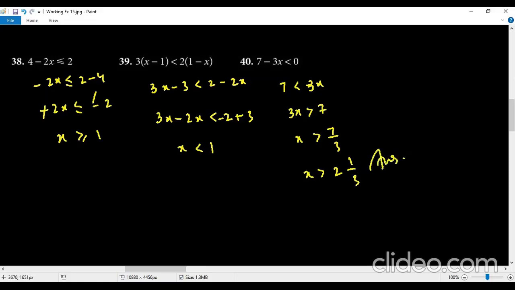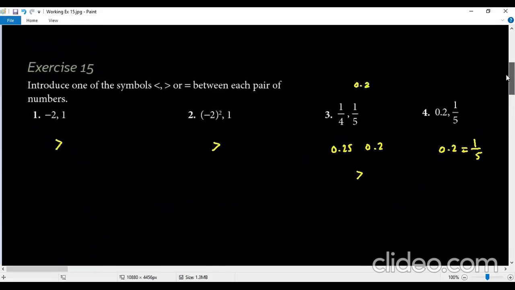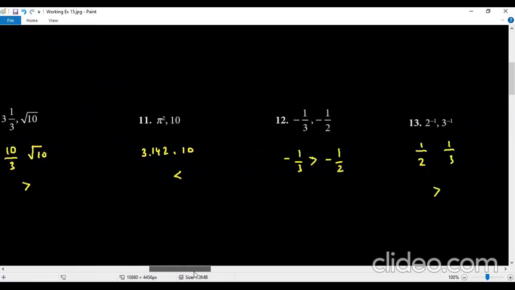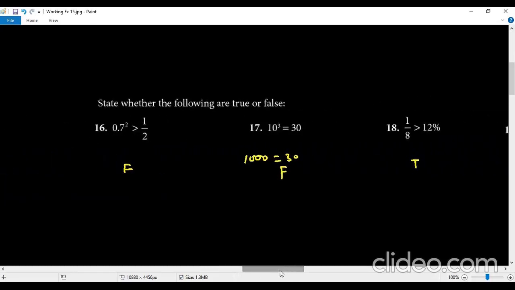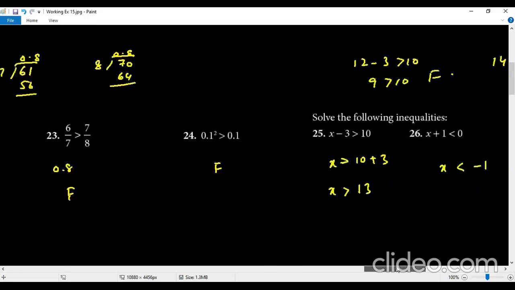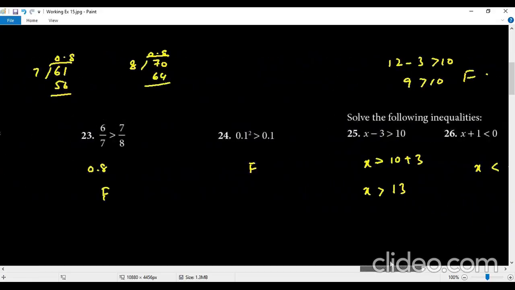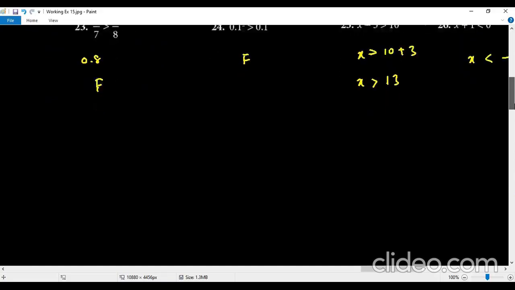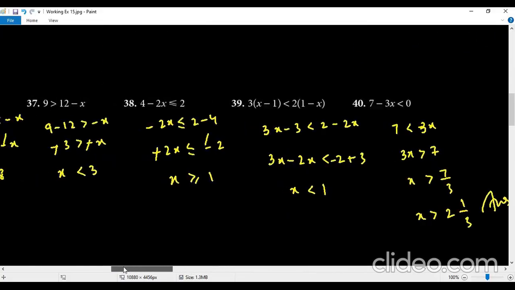I'm taking you back to question number 1, what we have learned so far in this exercise. First, we learned how to use the symbols, and once the symbol part was over, then I took you to another section of it where we came to know if the statement given is true or false. Then we found the values of x, solving the inequalities, and we did from question number 25 to question number 40. We solved all the questions, and this was exercise 15 complete.